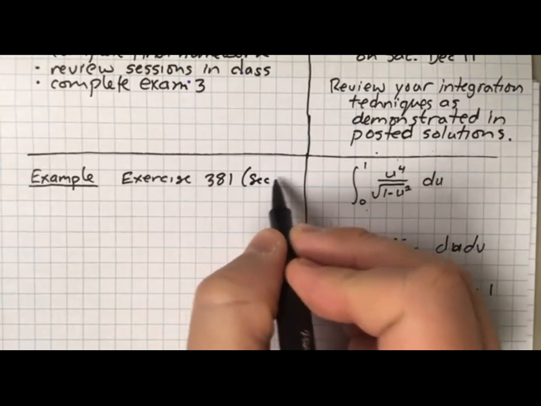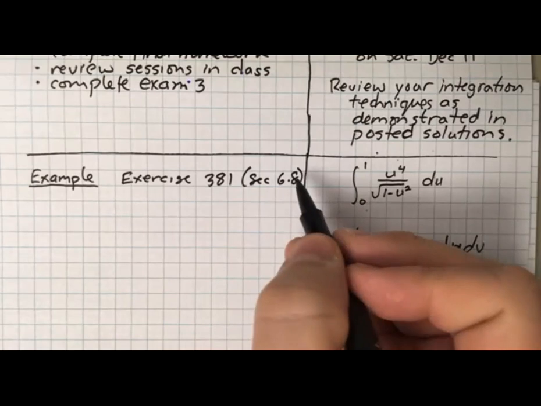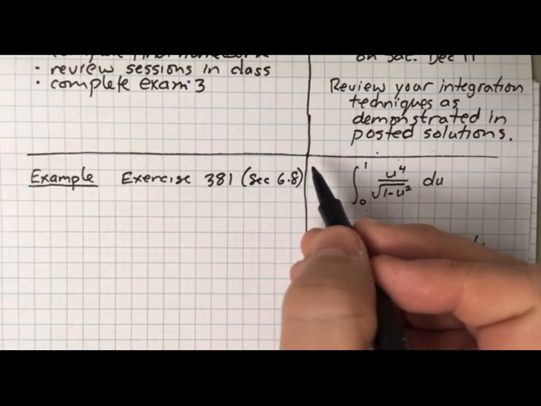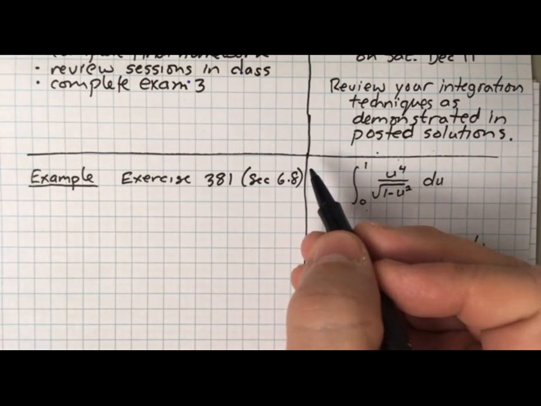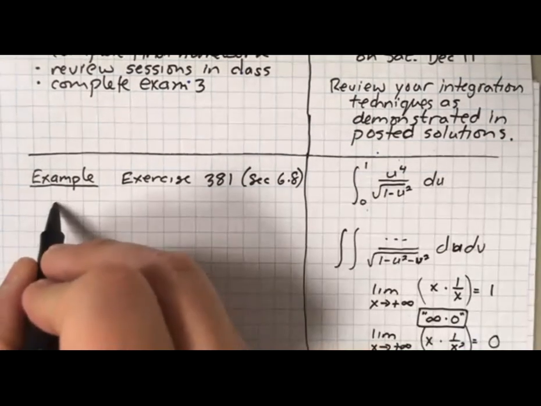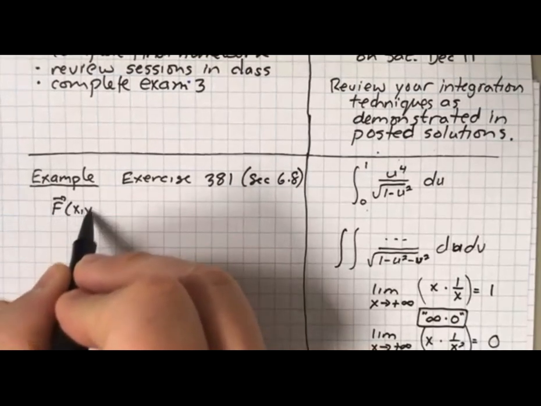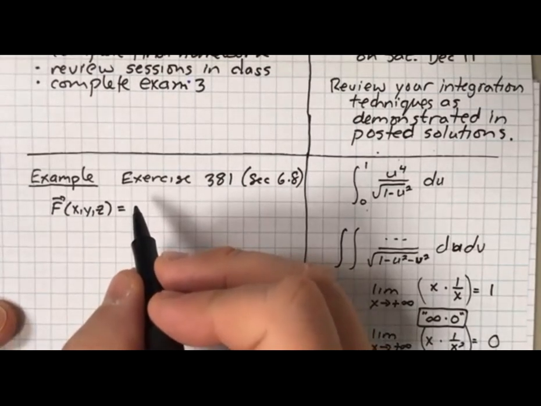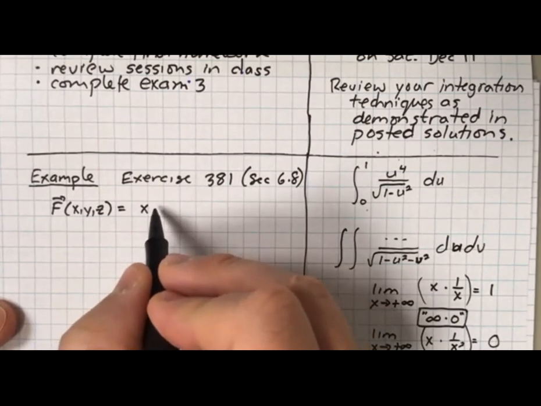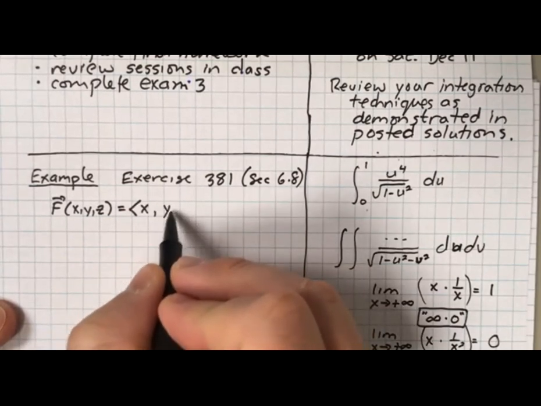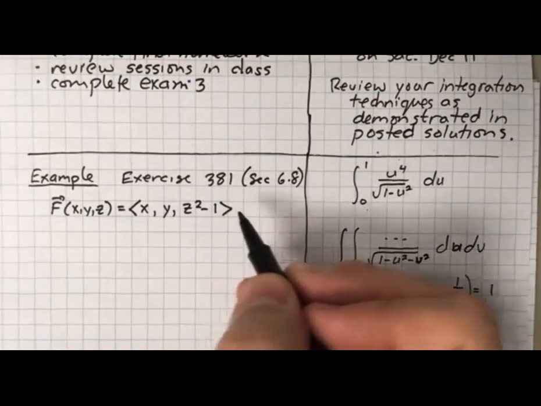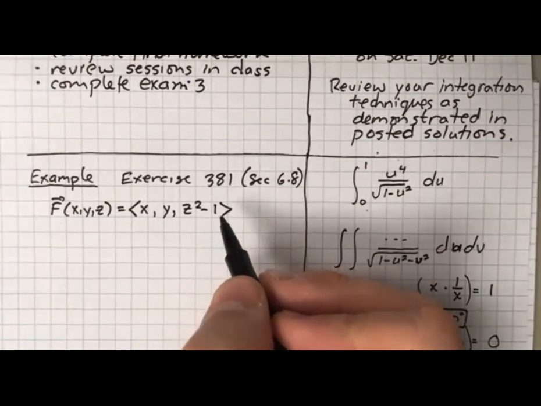This is section 6.8. Let's assemble it here. There's no picture to show you. You could demonstrate some of these pictures in Mathematica too, but first let's practice the calculation. So we have a field, and the field is the three-dimensional field ⟨x, y, z² − 1⟩. The book has a habit of presenting this in unit vector notation, the i, j, k notation. I prefer the bracket notation myself.